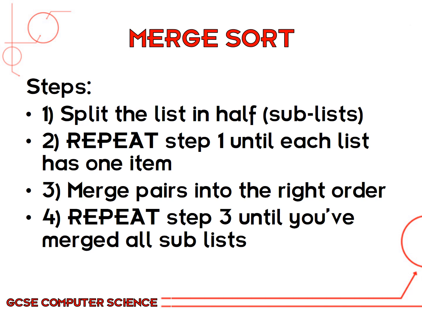So the last sorting algorithm is merge sort. Merge sort essentially splits the list in half as it goes down, and you basically keep splitting and splitting until you get all items on their own. When you've got all the separate items, you start to merge the pairs back up again into the right order as you go. And essentially you just keep repeating the merge steps until you've merged all of the sublists into one.